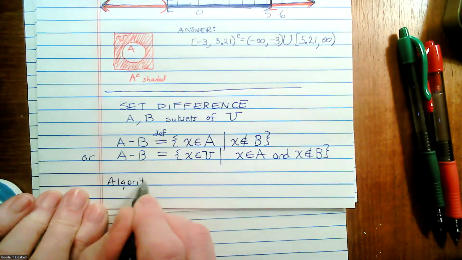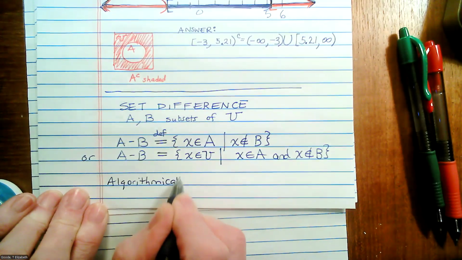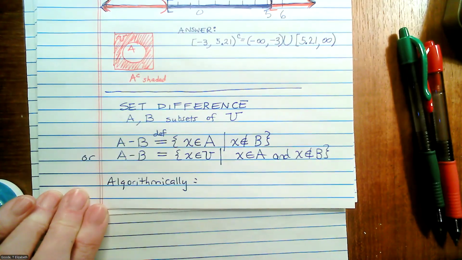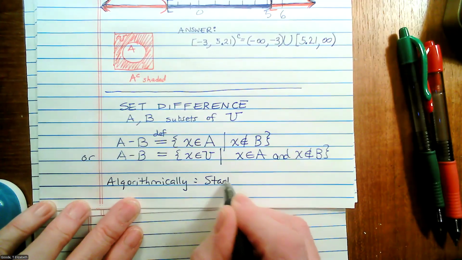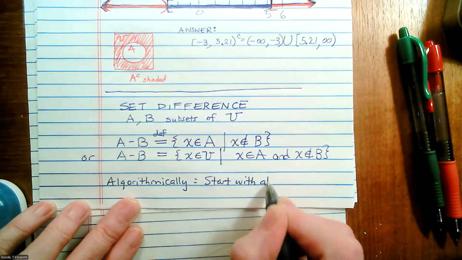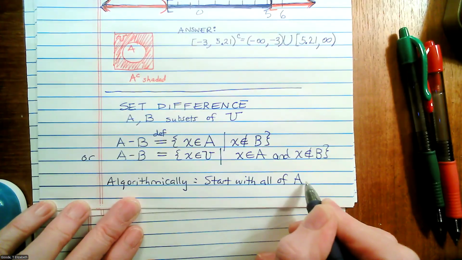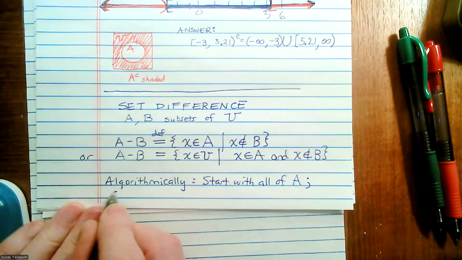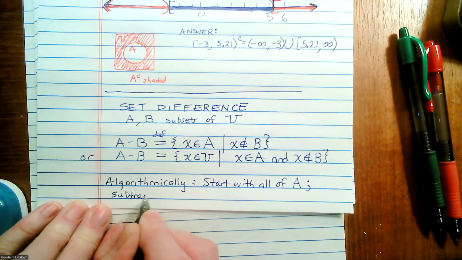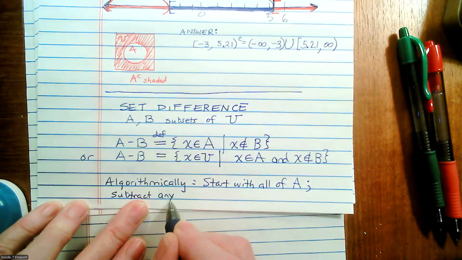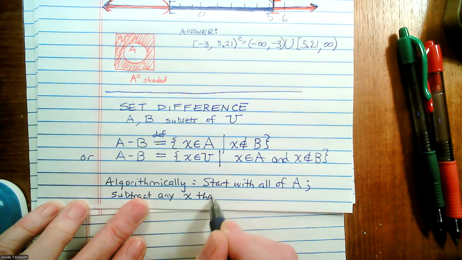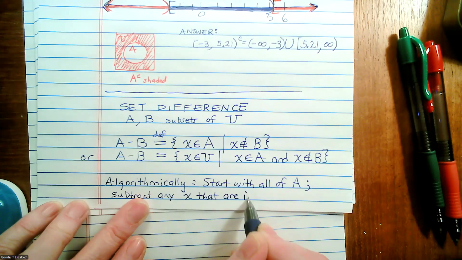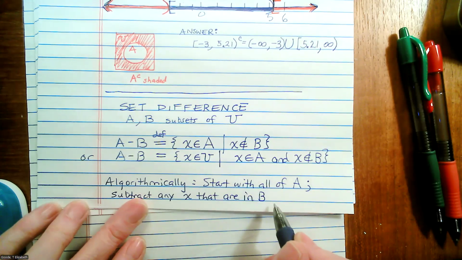Algorithmically, if we want to actually find A minus B, start with all of A, subtract any x that are in B as well.